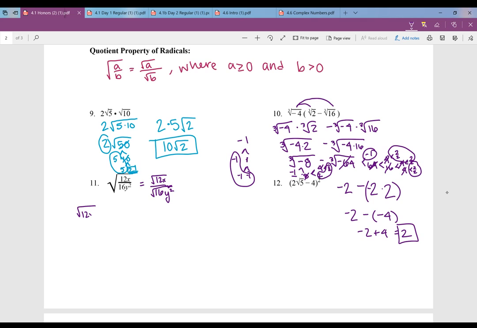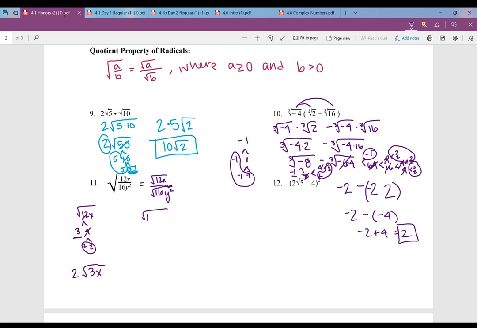So the square root of 12x, let's see if we can break that down at all. Well, 12, we could say that's 3 times 4. 4 is 2 times 2. So we have a group of 2s that we can pull out, and that 3 is going to stay under the root. And then x, we can't break down, right? It's just 1x, so that's going to stay under the root as well.